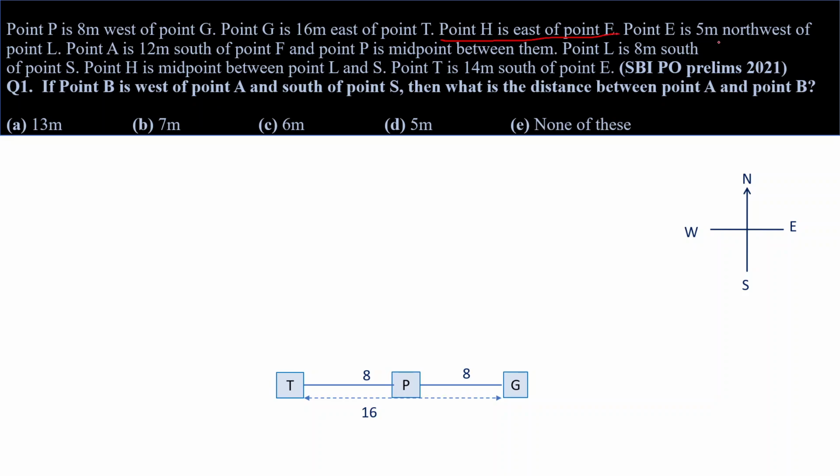Okay. Now point E is 5 meter northwest of point L. Also, we don't have point E and point L, so I'm going to underline this also. Now point A is 12 meters south of point F and P is the midpoint between them. So students, we have point P here and point A is 12 meters south of point F. So this is how we are going to make this. So the distance between FP and PA will be same and that will be equal to 6 meters.